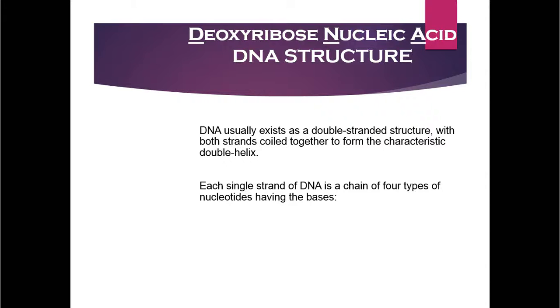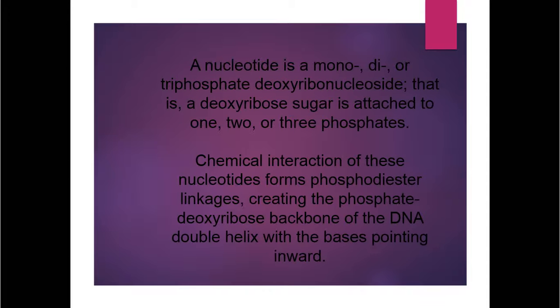Each single strand of DNA is basically a chain of four types of nucleotides having the bases adenine, cytosine, guanine, and thymine. A nucleotide may be mono-, di-, or triphosphate deoxyribonucleoside, depending upon one, two, or three phosphates attached to a deoxyribose sugar. The chemical interaction of these nucleotides forms a phosphodiester linkage, creating the phosphate-deoxyribose backbone of the DNA double helix with the bases pointing inward.